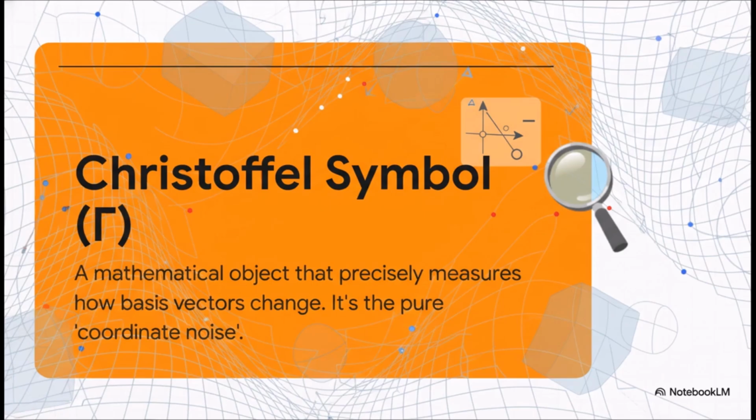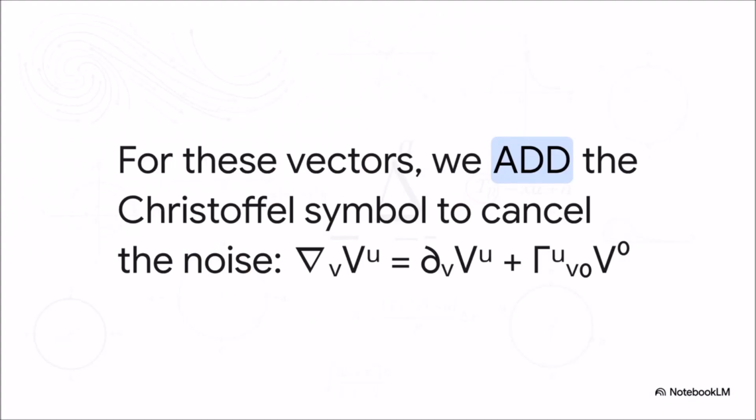Its one and only job is to perfectly capture that coordinate noise we were just talking about. It's a term that knows exactly how your grid is stretching and warping. It basically distills all that noise into a single object so we can finally subtract it out and get to the real physical truth. But here's where it gets a little weird. It turns out there are two fundamental flavors of vectors.